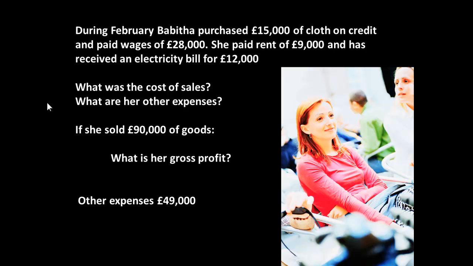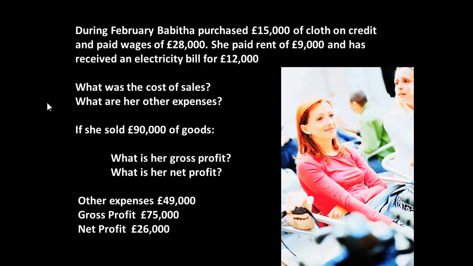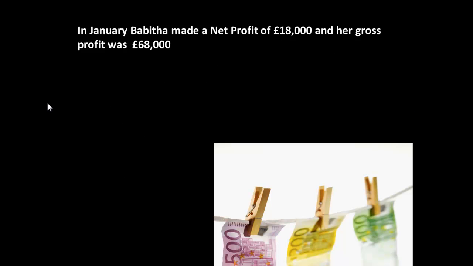If she sells £90,000 of goods, what is her gross profit? Well, we're going to subtract from the 90,000 the 15,000 that she paid for the cloth. What's her net profit? Well, we've got to subtract now the other expenses, the 49,000 from the gross profit. That will give us a net profit of 26,000.